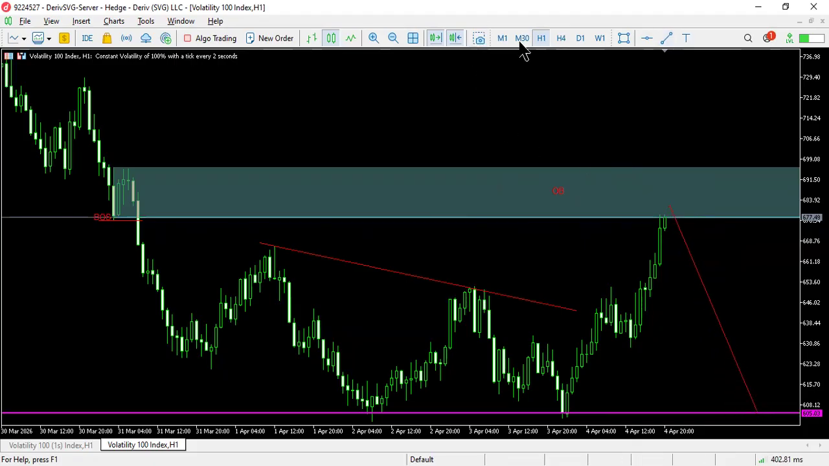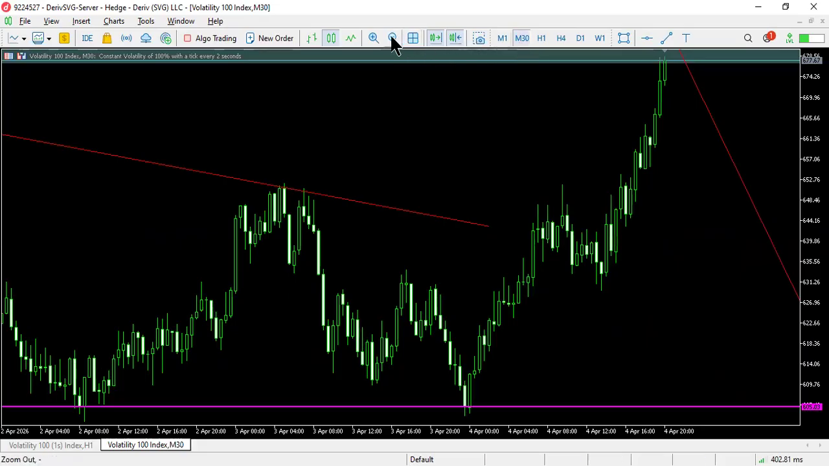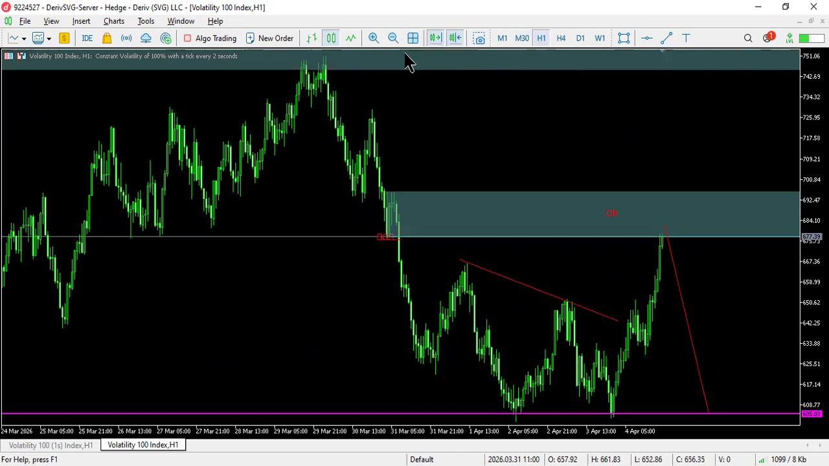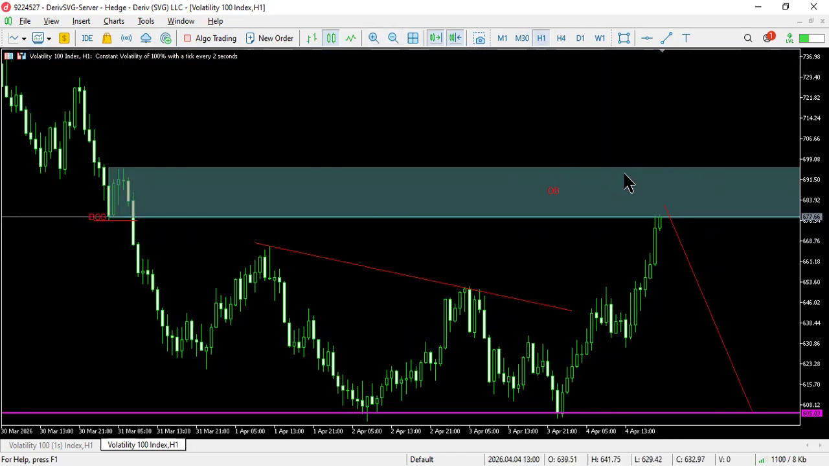If we go over to M30, you can see the buyers are still pretty much in control. So we're going to wait and see what the sellers will do at this point of interest.